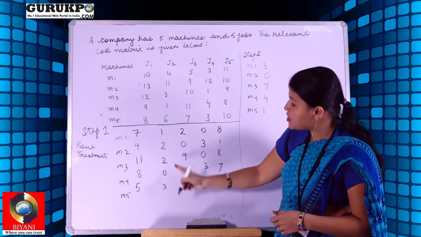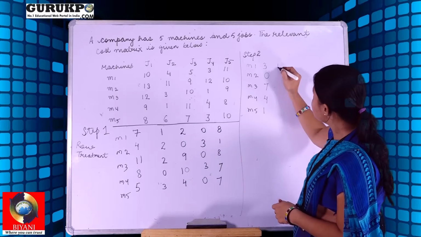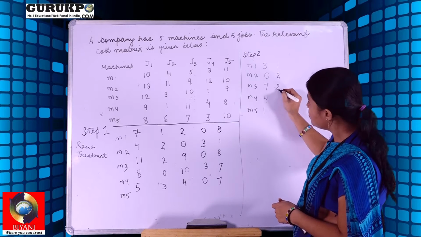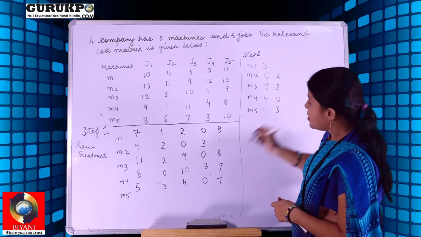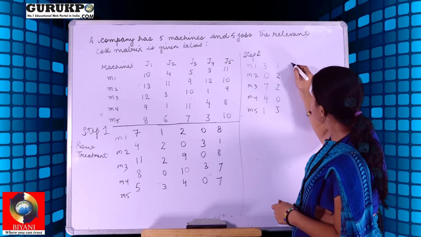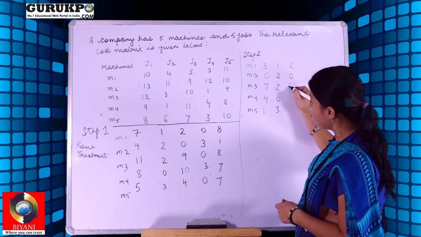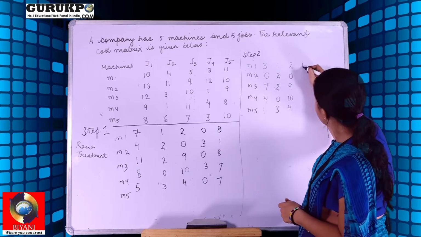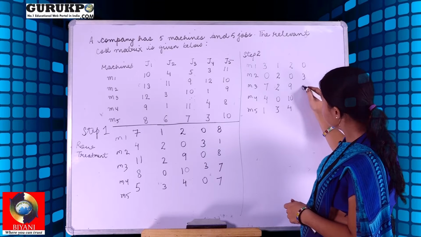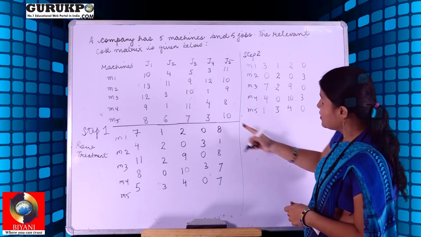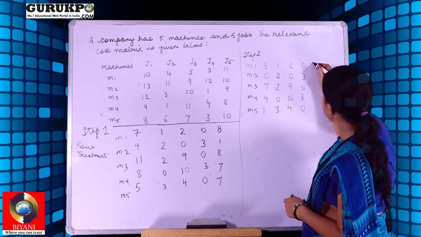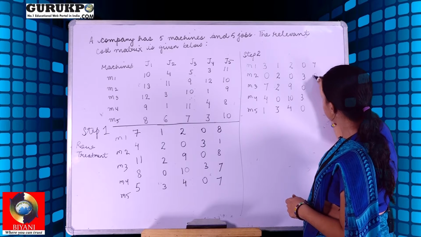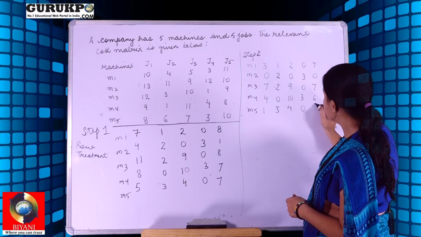In the next column the least entry is 0, so the numbers are going to repeat themselves: 1, 2, 2, 0, 3. Again in the next column the least entry is 0: 2, 0, 9, 10, 4. In the next again it's 0, 0, 3, 0, 3, 0. And in the last column the least entry is 1, which comes to 7, 0, 7, 6, 6.